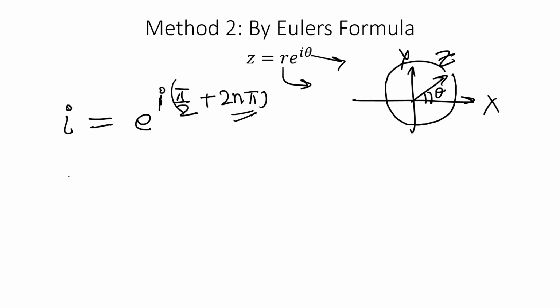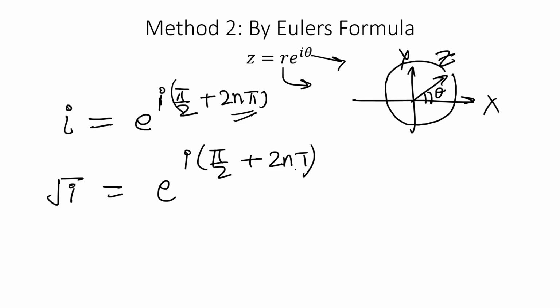Now we don't have to do much, just take the square root on both sides and we get the square root of i equals e raised to the power i times (pi by 2 plus 2n pi) raised to the power half. So if we take the power half of this whole expression, the half will get multiplied with the exponent of e raised to the power i theta.